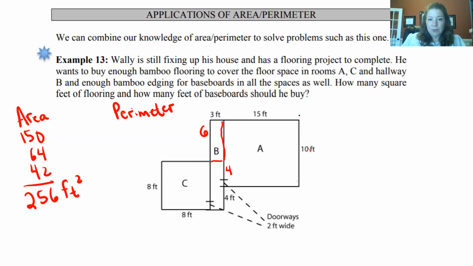So we want to put baseboards around this whole room right here. If this wall is 10, then 10 plus 10 is 20. 15 plus 15 is 30. So we have 30 plus 20, which is 50. The very last thing we do is take the doorways off, okay? All right, so then we have this perimeter.